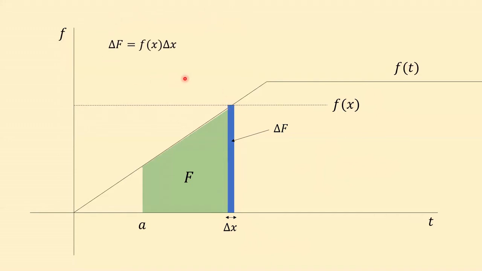And this would be a valid expression then for the height of that rectangle. It's the height of the function at that particular place on the t-axis times the interval delta x, the width of the rectangle.